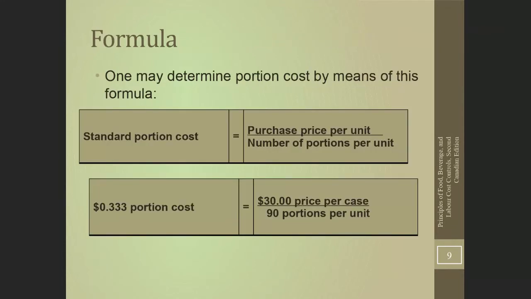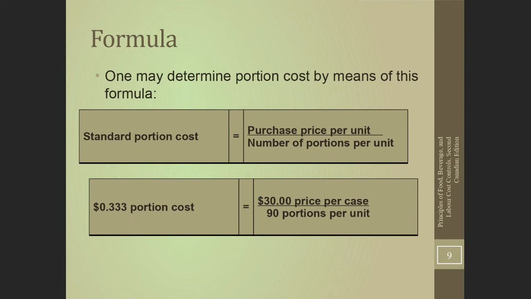So the formula: one formula that you can apply to calculate the cost of an individual portion of product is to take the purchase price per unit and divide it by the amount of portions that particular product will make, and it will give you the cost of the portion. So for example, let's say we bought a bag of onions, and we paid $30 for that bag. Let's also say that in that bag there are 90 onions. If we take 30 divided by 90, we get 33 cents per onion.